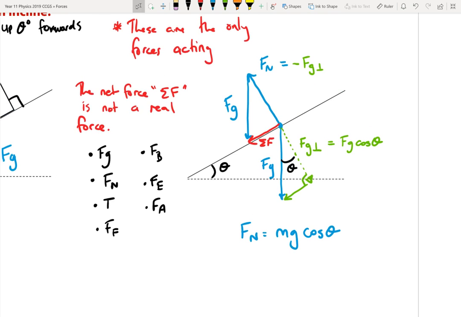Now, there's one arrow that I should really have drawn red. There it is. That is the unbalanced force. This is called the parallel component of the weight. The parallel component, we'll call that Fg parallel. That's the unbalanced force. There's no vector here that's trying to cancel that red vector. And if you just look at this simple diagram, the adjacent gave cos, and this one is going to be sine theta. And so we've got Fg parallel is mg sine theta.